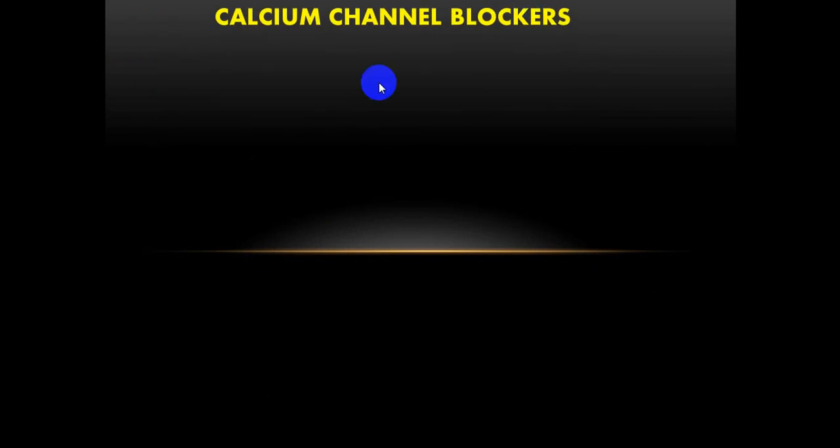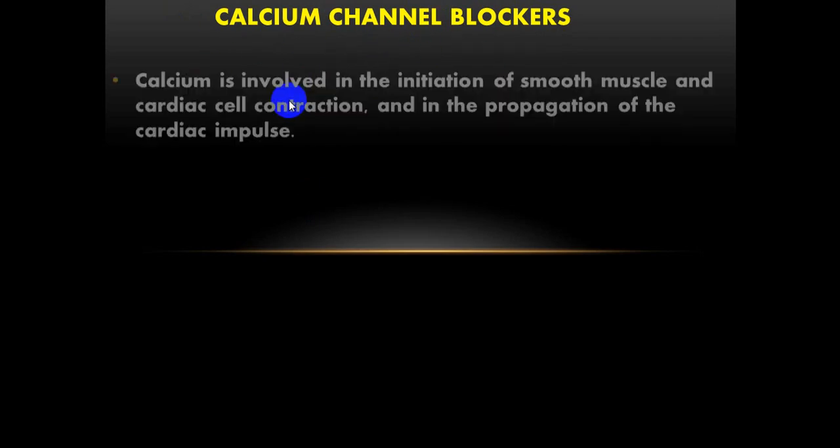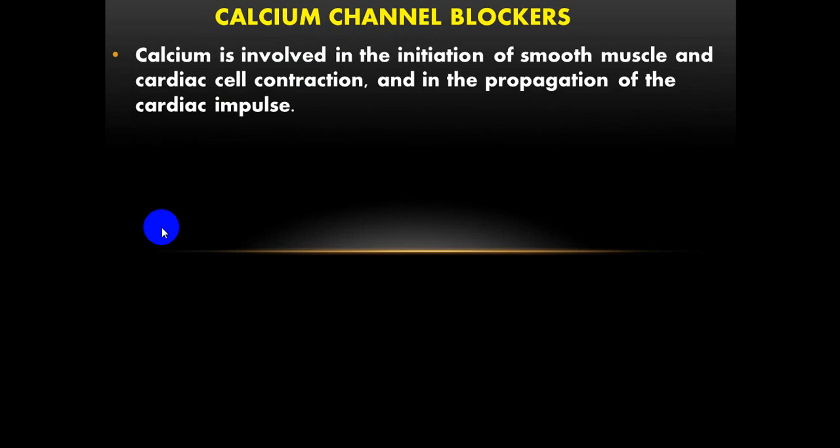The second type of vasodilator is called calcium channel blockers. In the market we have Adalat, nifedipine, nimodipine, verapamil, Isoptin, etc. These are examples of calcium channel blockers. So what about calcium? Calcium is involved in the initiation of smooth muscle and cardiac cell contraction and in the propagation of the cardiac impulse. This is the role of calcium in the initiation of smooth muscle and cardiac cell contraction.